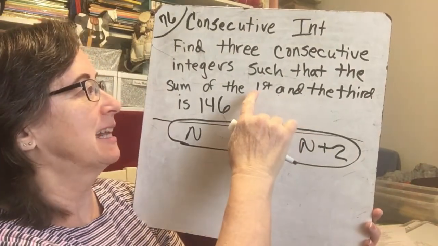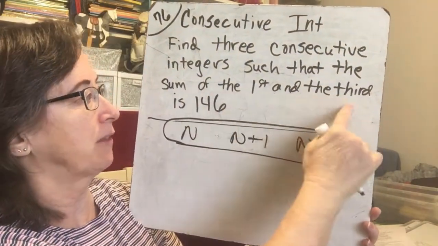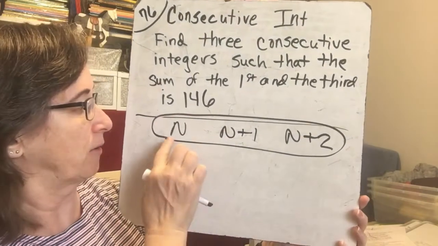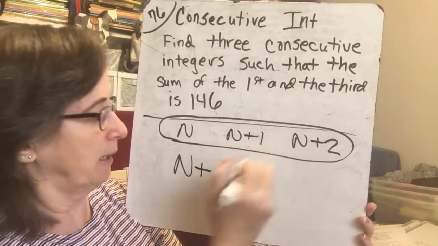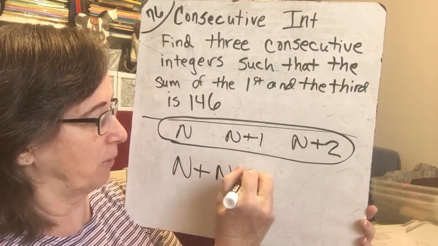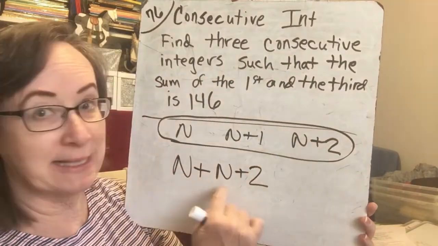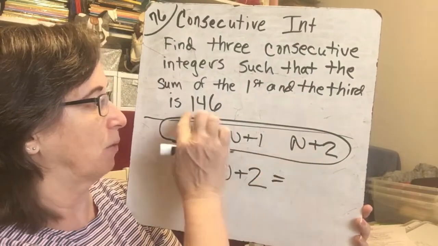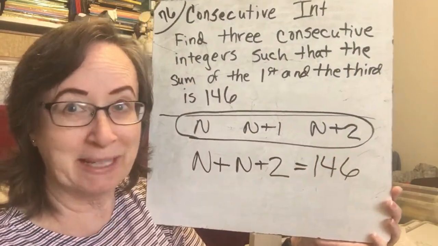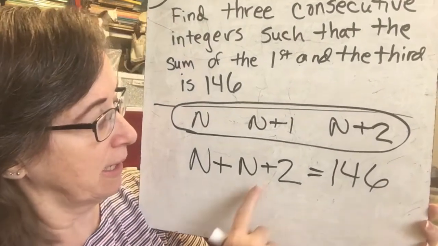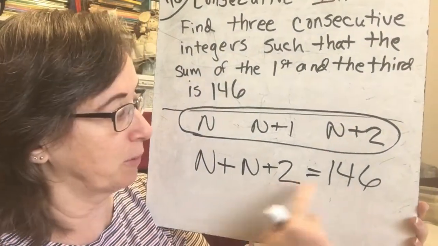So now it says the sum of the first and the third is 146. So the first one is n. The third one is n plus 2. So n plus n plus 2 must equal 146. Well, that's simple because we only have one variable. So we're going to subtract the 2 from both sides.